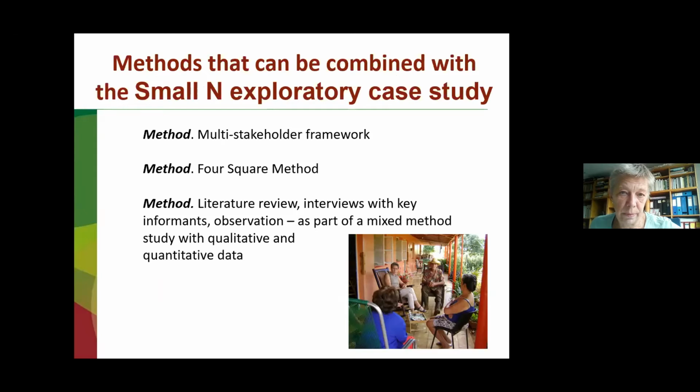When you look at these example publications, you see that the authors have usually used more information than only that of the survey. So here are other methods that can be combined with the survey: the multi-stakeholder framework, the 4 square methods, literature, interviews with key informants, and observations. They all become part of a mixed method study in which you combine qualitative and quantitative data.